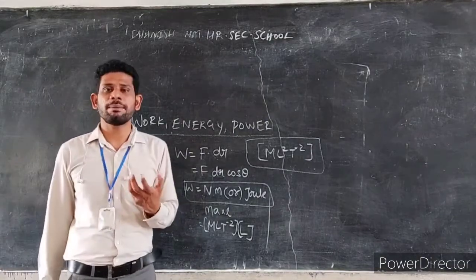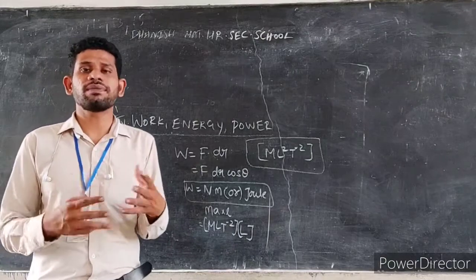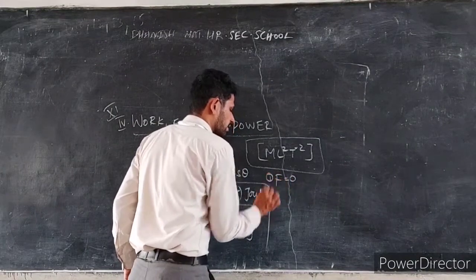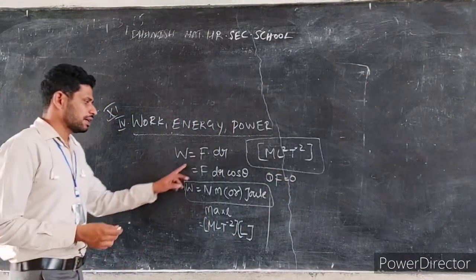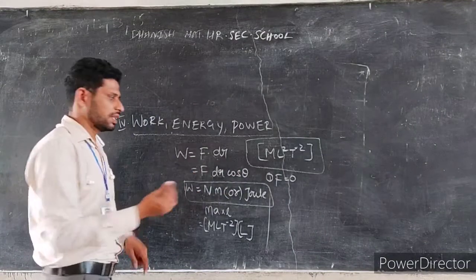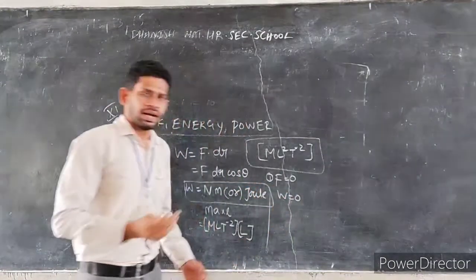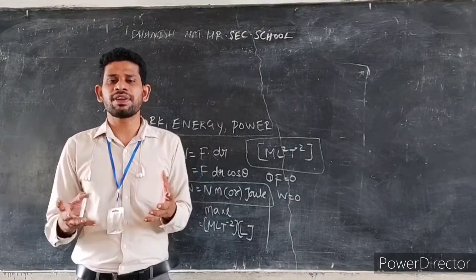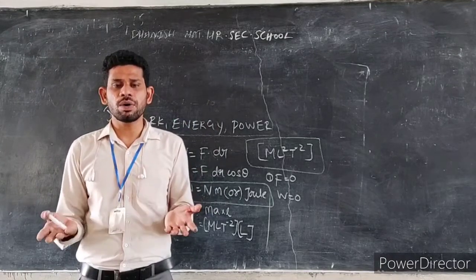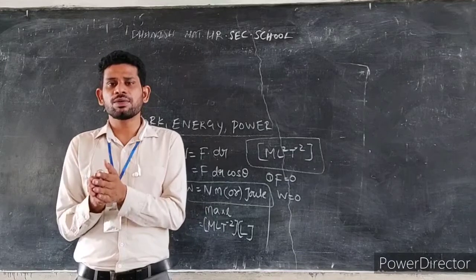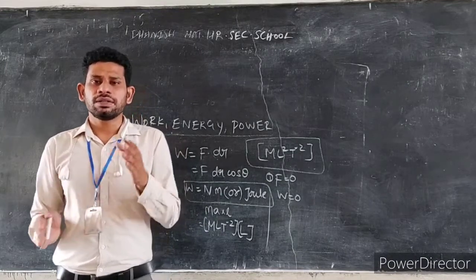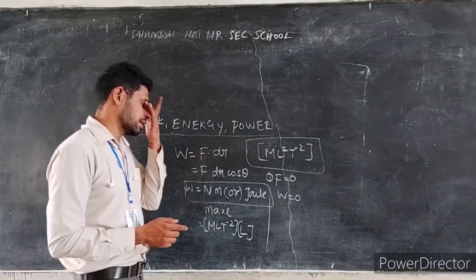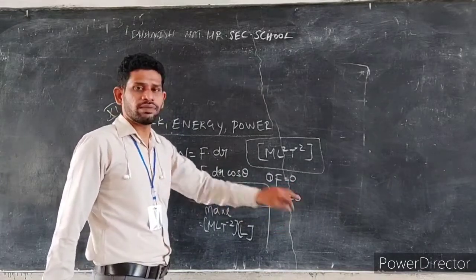Now listen, when will our work done be 0? The first case: if the force is 0, what will happen? F is equal to 0, then work done also will be equal to 0, because I am not giving any force on the object. The object never gains any force from the external. Then there is no work done, because whenever there is work done, a force is needed. So if the force is 0, then work done will be equal to 0.